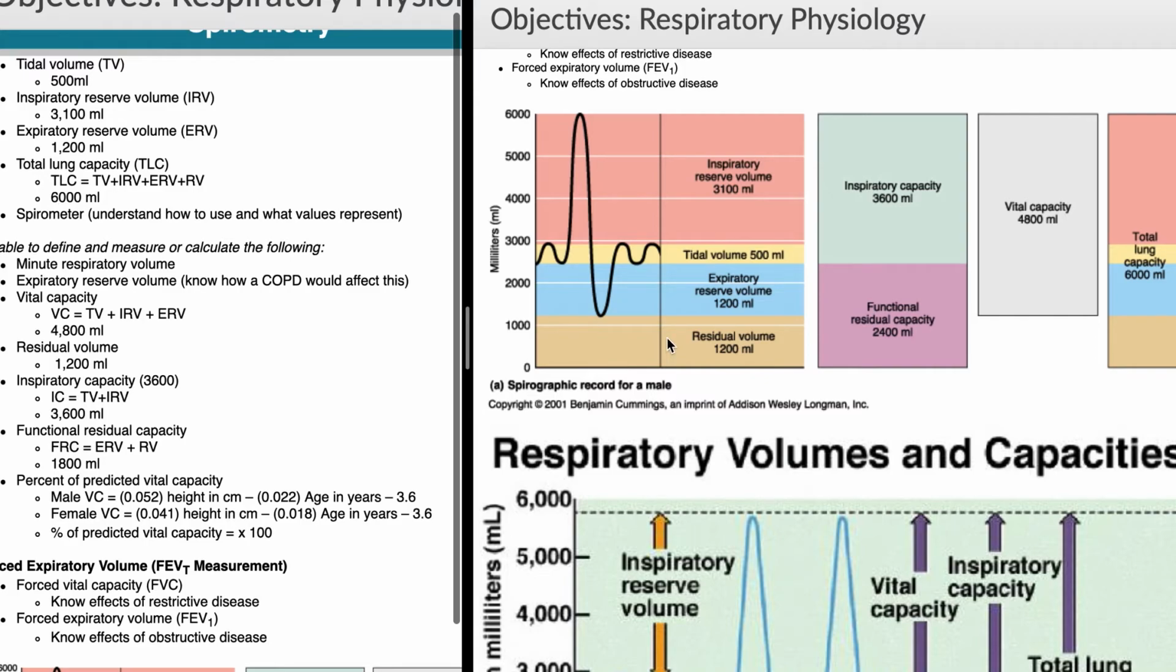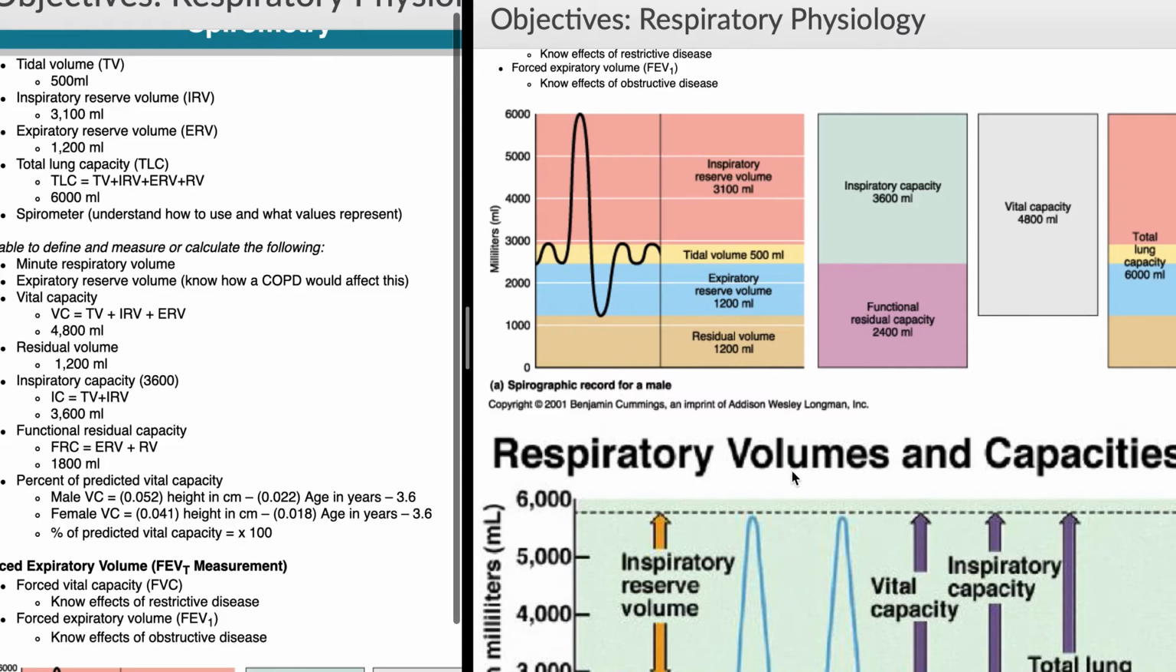And then the last one here is residual volume. Residual volume is listed down here as 1,200 milliliters. And 1,200 milliliters is left in your lungs after you try to breathe out as much as you possibly can, because you cannot flatten your lungs maximally. There's always going to be some amount of air left in there. So that's your residual volume. It's the air that's sort of trapped in your lungs.